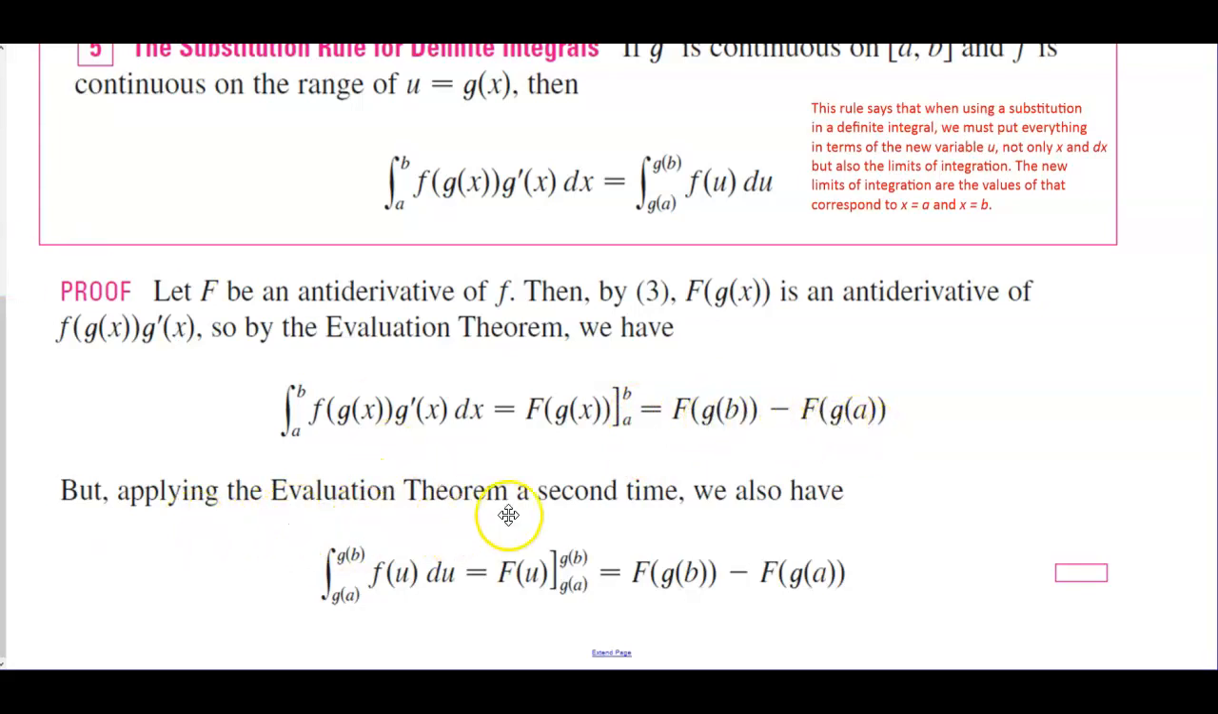But by applying the evaluation theorem a second time, we also have the integral of f of u du with a lower limit of g of a to the upper limit of g of b, which is equal to F of u evaluated from g of a to g of b, which is equal to F of g of b minus F of g of a.